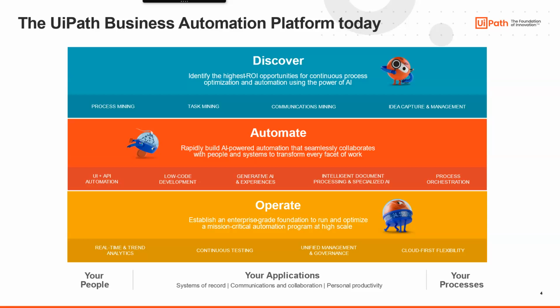We've seen this slide before. It's our UiPath Business Automation Platform. We have our three stacks for how automation and the platform can really help an organization on their journey to transform and automate a lot of the processes and find efficiencies. This is pretty similar to ones that you've seen in the past. The bigger change here is right in the middle around this automate layer, where you'll see that we now have generative AI experiences.